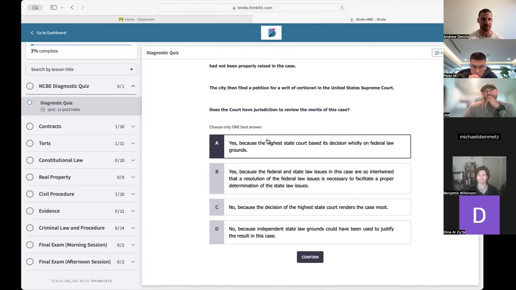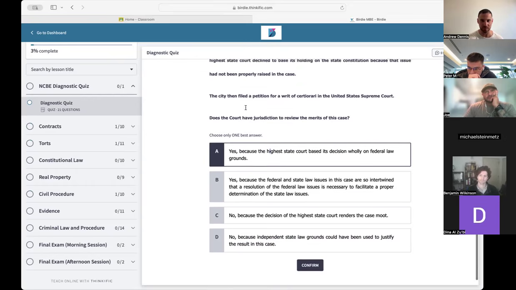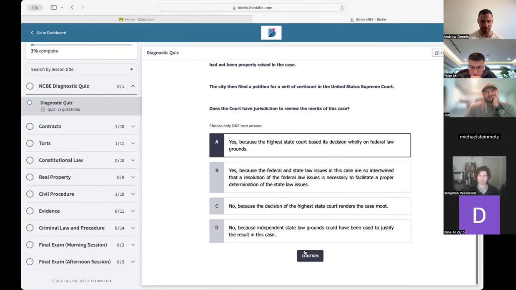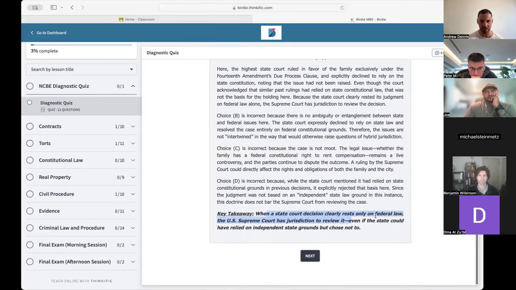The ruling was based on federal law, so that would merit federal judicial review because those are the facts of the case, right? So when a state court decision rests clearly on federal law, the U.S. Supreme Court has jurisdiction to review it, even if the state court could have relied on independent state grounds but chose not to.